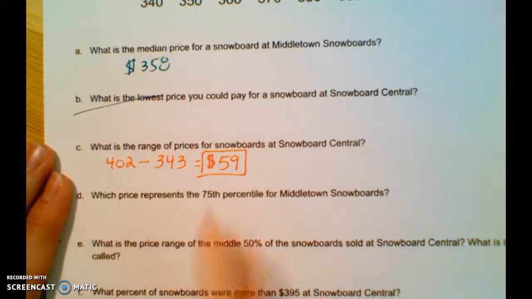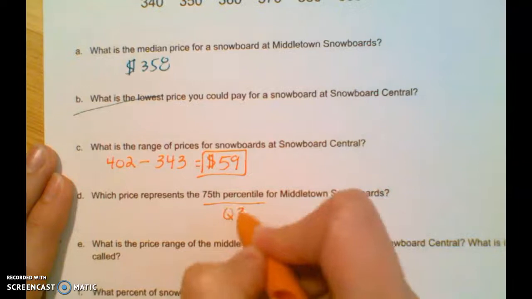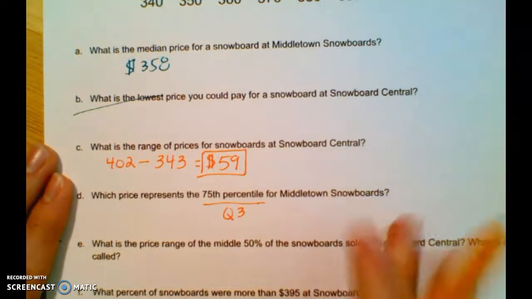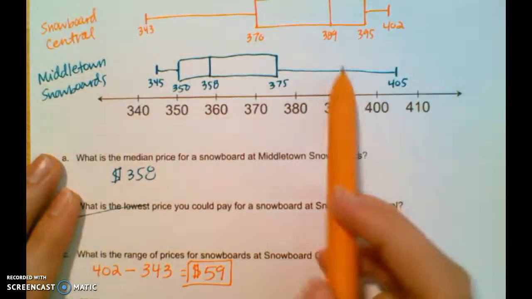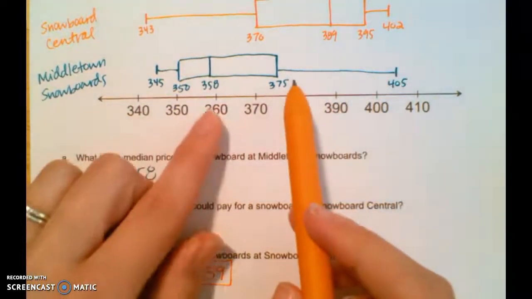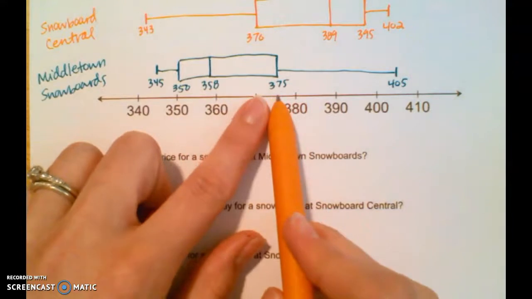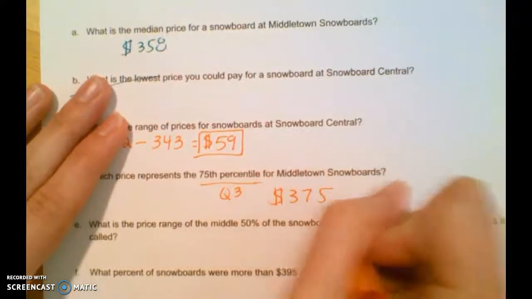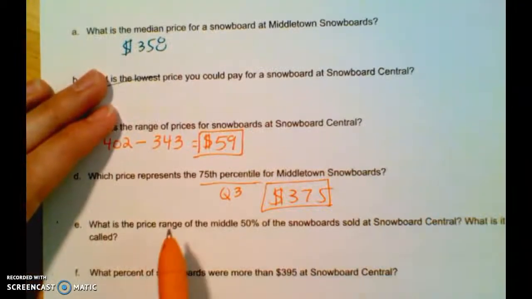D, which price represents the 75th percentile? That means, what is Q3? So we go up, this one's for Middletown snowboards. So we go up to Middletown, we want to know the 75th percentile, which means what's Q3? And that is $375. Then let's go to F.